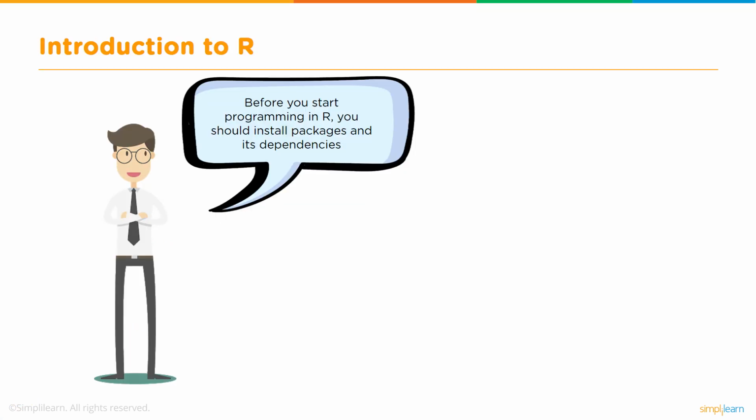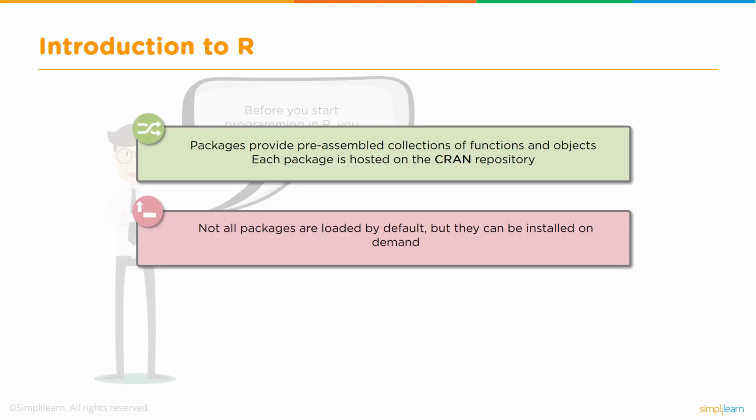Before you start programming in R, you should install packages and their dependencies. Packages provide pre-assembled collections of functions and objects. Each package is hosted on the CRAN repository. Not all packages are loaded by default, but they can be installed on demand. Remember earlier we were talking about all the different packages available? You don't want to install everything from R. It would just be a huge waste of space. You want to just install those packages you need.